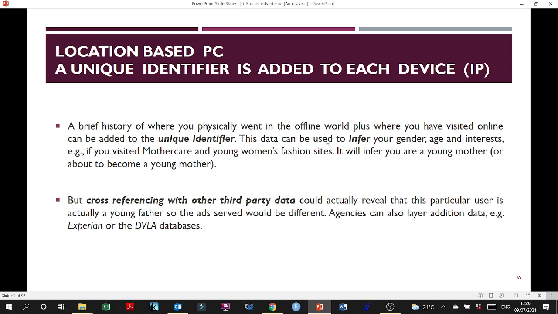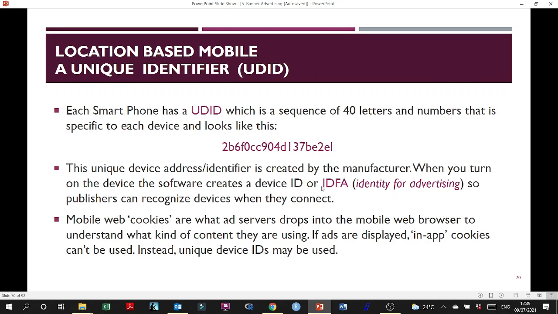So as we talked about last class, there is a unique identifier that is installed into your physical device, and there's also another identifier called the identity for advertising. So there's a unique device address identifier created by the manufacturer. When you turn on the device, the software creates a device ID or ID for advertising. So ID for advertising is different than the UDID, which is unique device ID.